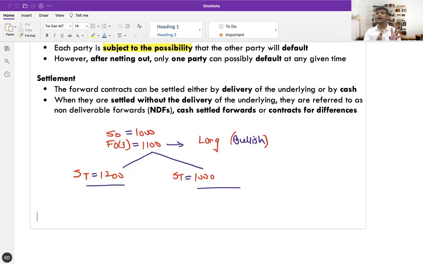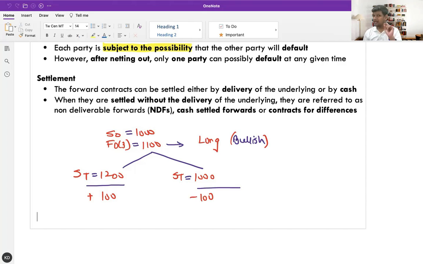I'm going to give you the asset, you're going to give me 1100. Clear? But if the asset price goes to 1200, you are happier because you can sell this asset at 1200 in the market and get a gain of 100. But if the asset's value is only 1000, and you sell it after buying it from me, it will make a loss of 100. Clear?